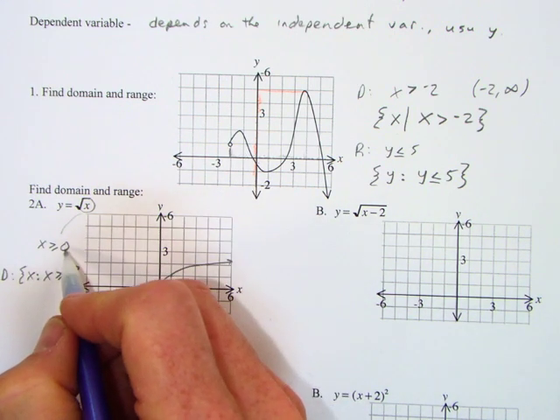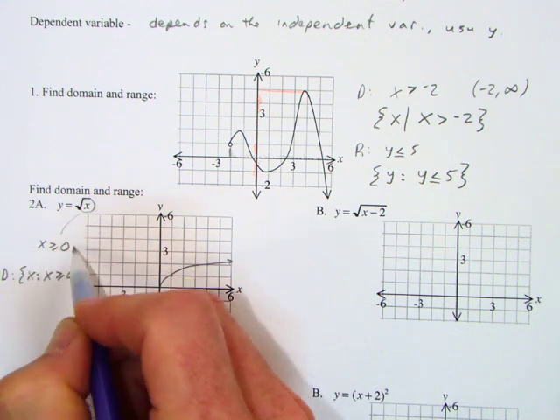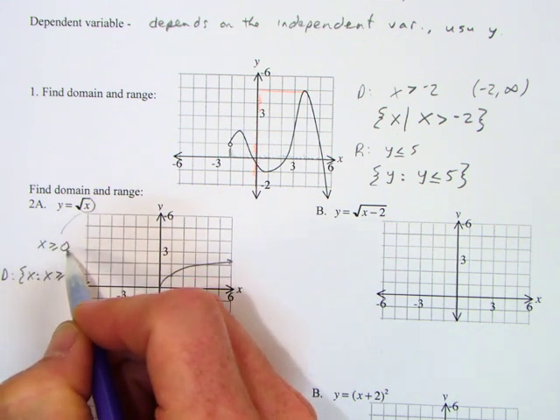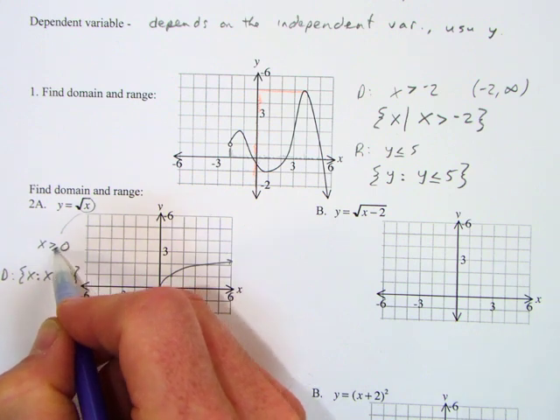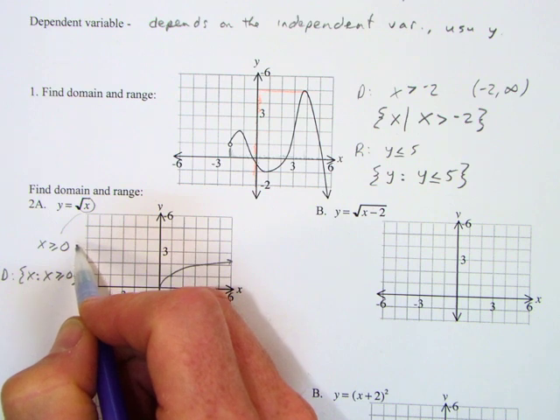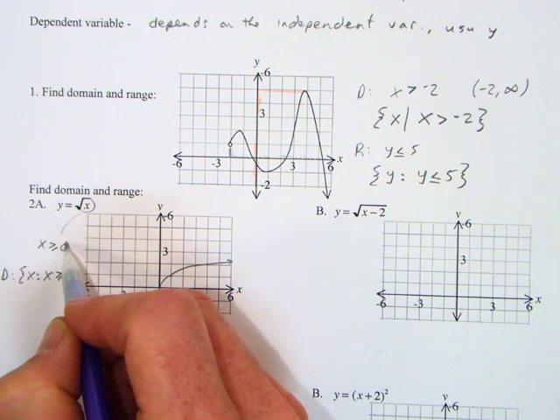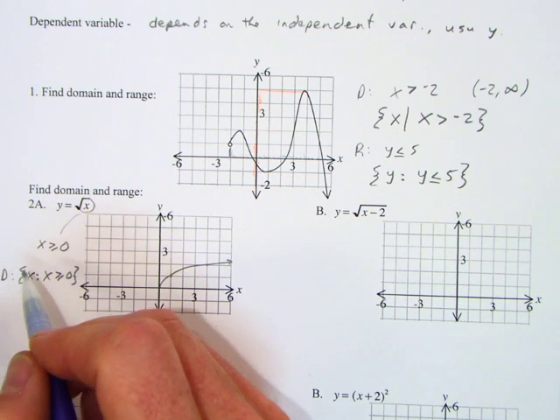Now what about our range? What we want to look at for range is if we have a domain that is restricted, we want to see what's happening as we get close to this restriction, as well as what happens when x gets big. Or if this, for example, said less than 0, we could say when x gets really small, going to negative infinity.